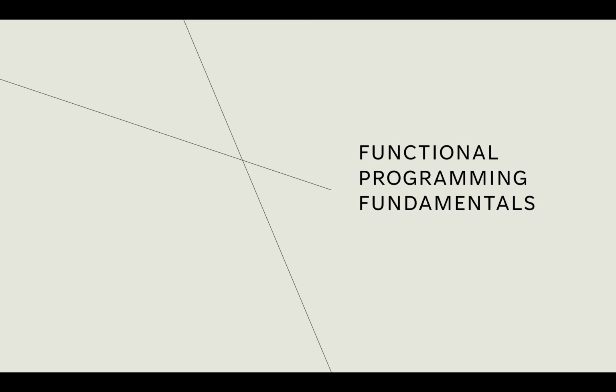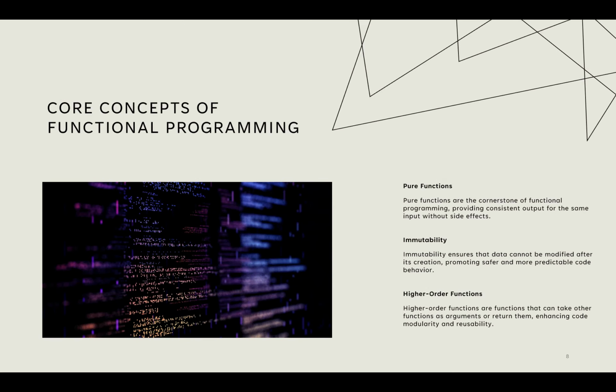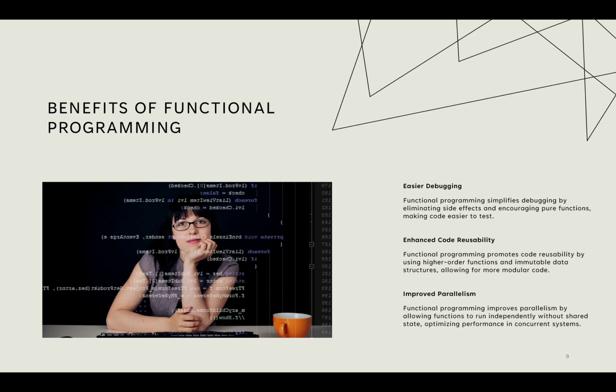Functional programming is a programming paradigm that treats computation as the evaluation of mathematical functions. It emphasizes immutability, first-class functions, and higher-order functions. Core concepts of functional programming include pure functions, immutability, and higher-order functions. These concepts help in writing predictable and testable code. Functional programming offers benefits such as easier debugging, enhanced code reusability, and improved parallelism. It encourages a more declarative and less error-prone approach to coding.